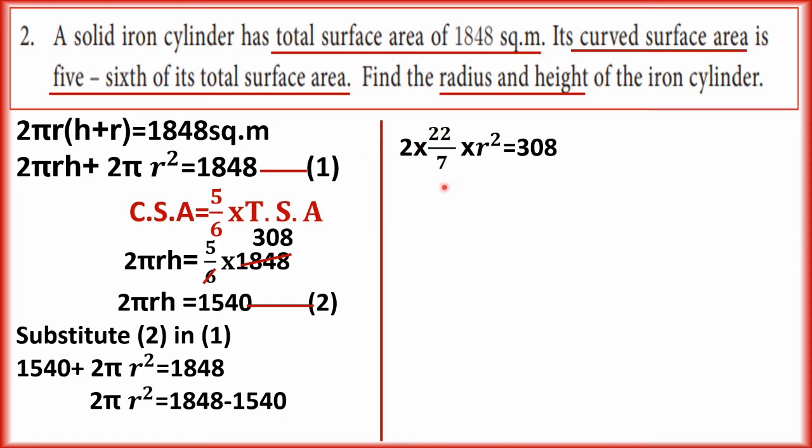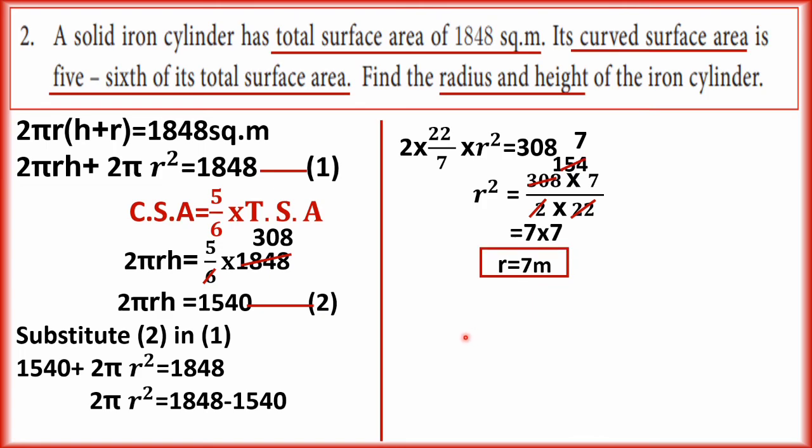Substitute pi as 22 by 7. Then we need to find this r square. Let us take these terms to the right hand side. What happened? 308 into 7 by 2 into 22. First cancel this 2 and 308, 154, and 154 divided by 22 is 7. R square equal to 7 into 7. We need to find r. So taking the square root, r equal to 7 meter.